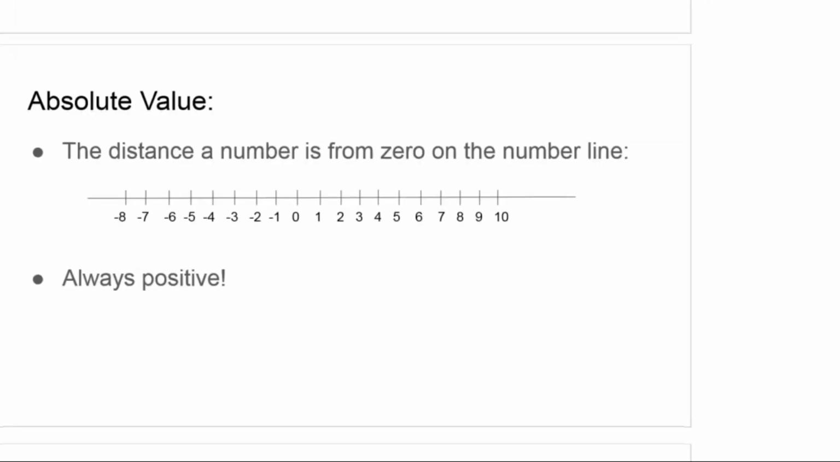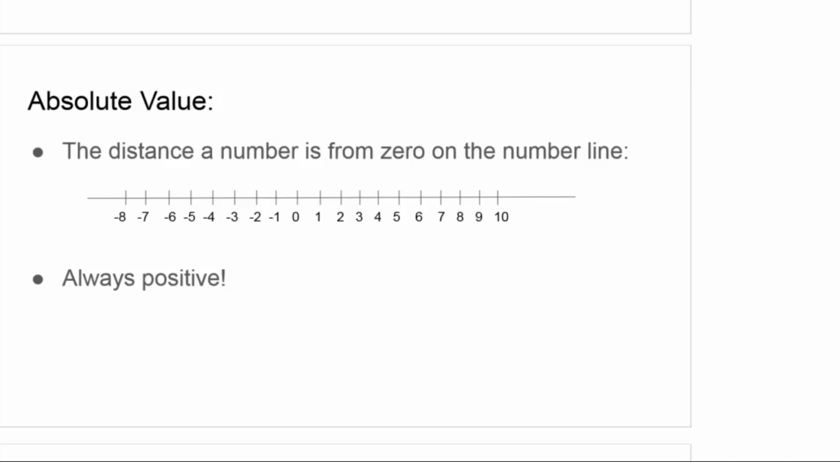When we talk about absolute value, we're talking about the distance that something is from 0 on a number line. So because we're talking about a distance, it's always positive. You wouldn't say, I traveled -3 miles, right? When you're talking about a distance, it's never negative, it's always positive. So whatever is inside the absolute value symbol, the two lines, it comes out positive.